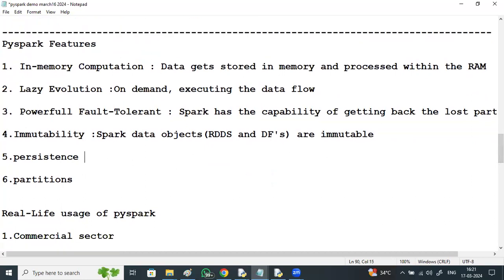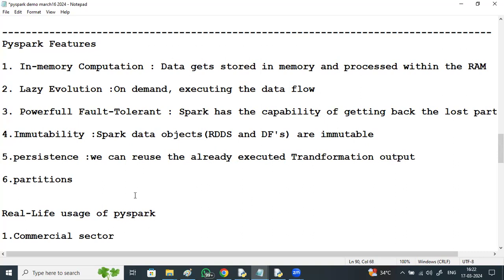Persistence, right? We can reuse the already executed transformation output, right?